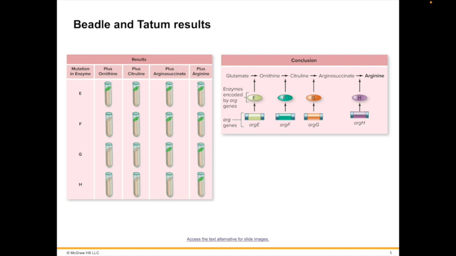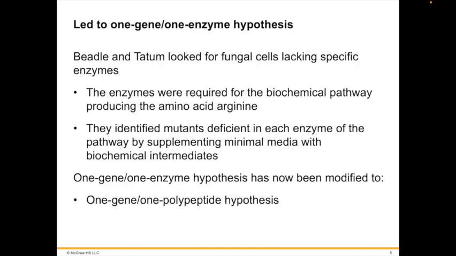Thus, each of the mutants they examined had a defect in a single enzyme, caused by a mutation at a single site on a chromosome. Beadle and Tatum concluded that genes specify the structure of enzymes, and that each gene encodes the structure of one enzyme, as you see here. Given this, they called this relationship the one gene, one enzyme hypothesis.